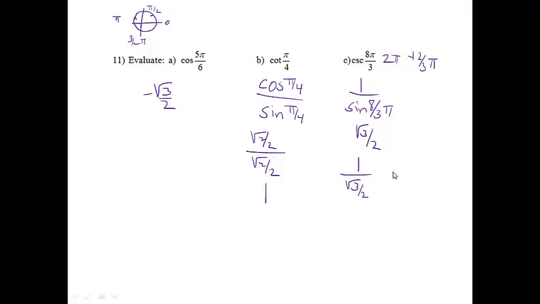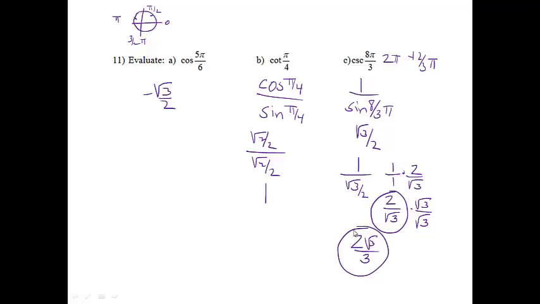And now I'm going to multiply by the reciprocal, so it will be 1 over 1 times 2 over the square root of 3. So this will be 2 divided by the square root of 3. If you would like to rationalize the denominator, so that would be an acceptable answer. If we would like to rationalize the denominator, multiply the numerator and the denominator by the square root of 3. So I'd get 2 square root of 3 over 3. So that would be another answer that would be acceptable.